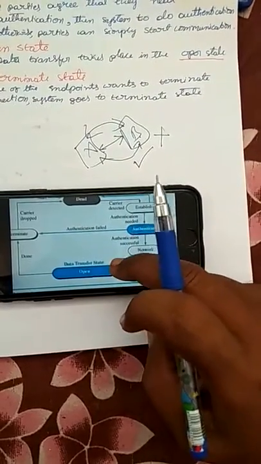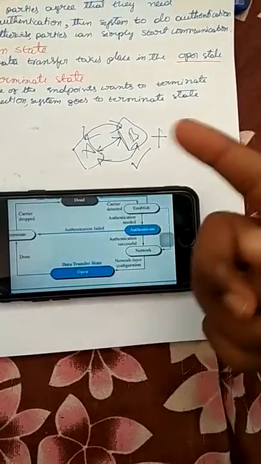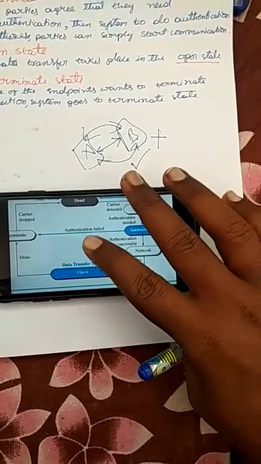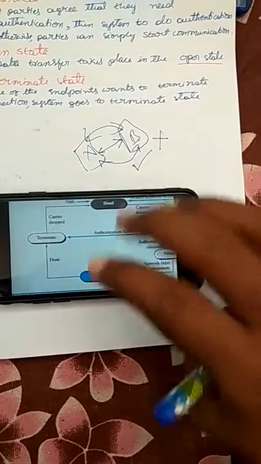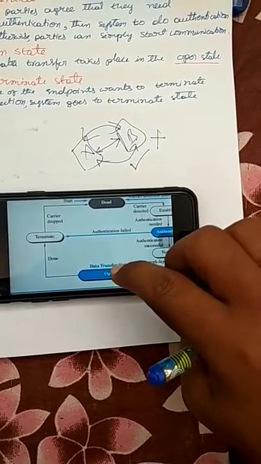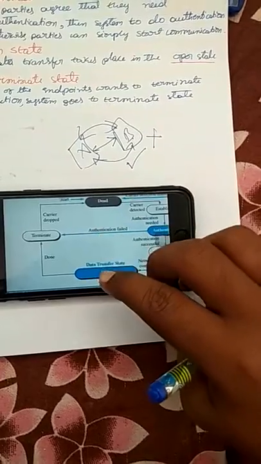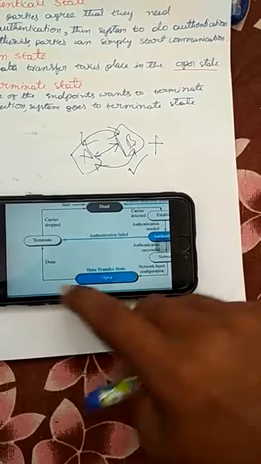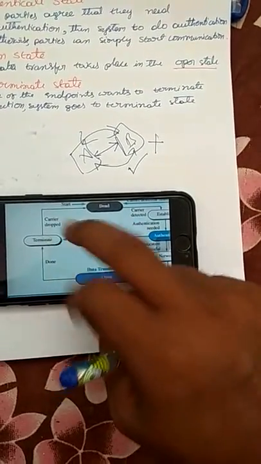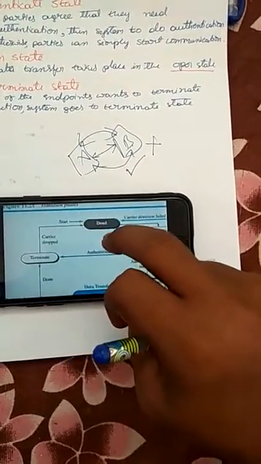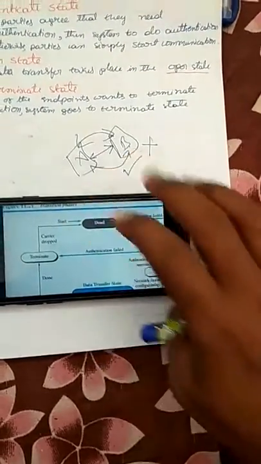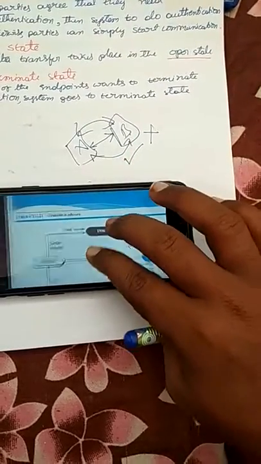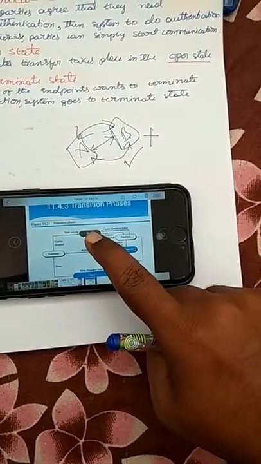In open state, the messages are exchanged between the parties. This connection will be in active state until one of the parties wants to terminate. Then it will go into terminate state and again go to the dead state. It is the transmission phases, which start from the dead state.